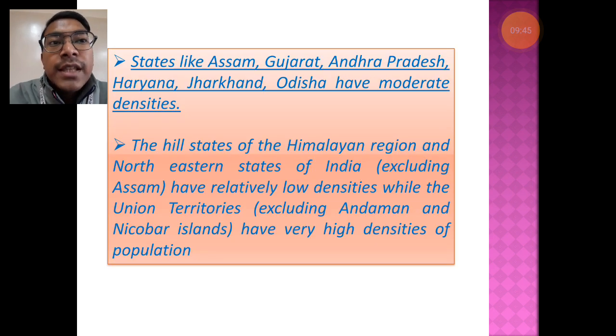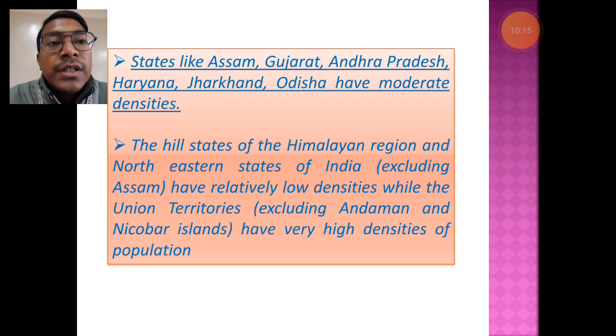The states like Assam, Gujarat, Andhra Pradesh, Haryana, Jharkhand, Odisha have a moderate density of population. The density of population is not so high and not so low, ranging between 300 to 400 persons per square kilometer. Whereas, on the other hand, the hill states of the Himalayan region, and the northern states of India, excluding Assam, have a relatively low density.